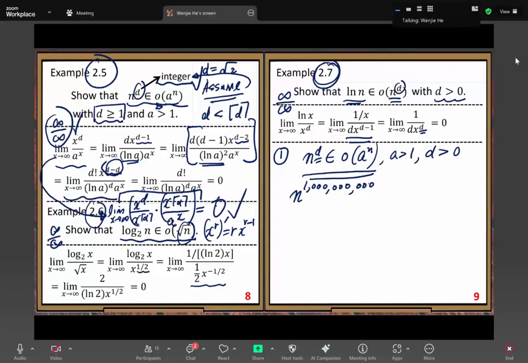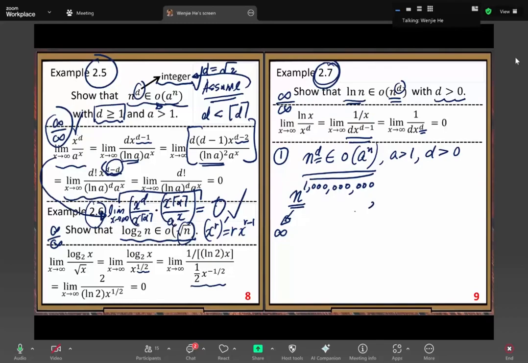So you can imagine how large this function is. Super large. Remember, our n goes to infinity. Then n could already be some huge number, and then we raise it to the 1 billionth power. You can imagine how large it is, right? All right, so now we do the comparison.